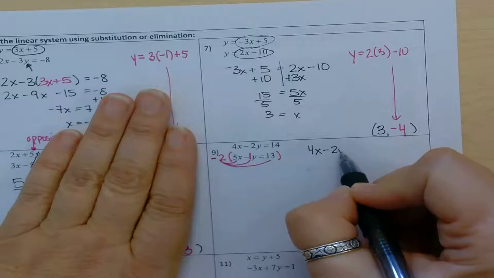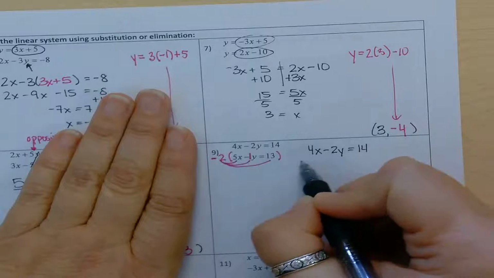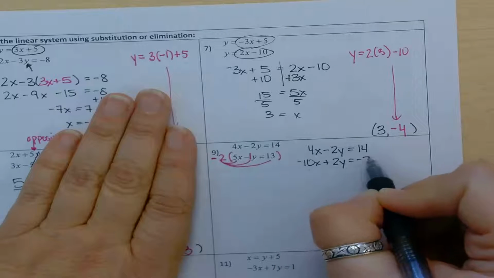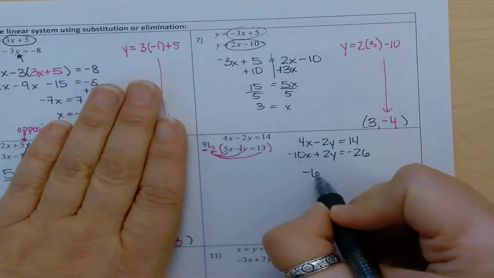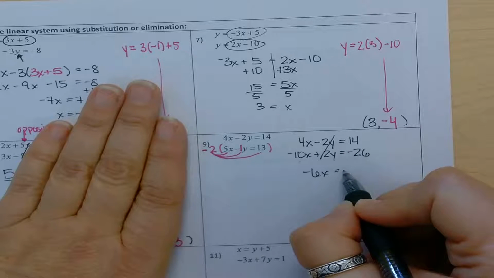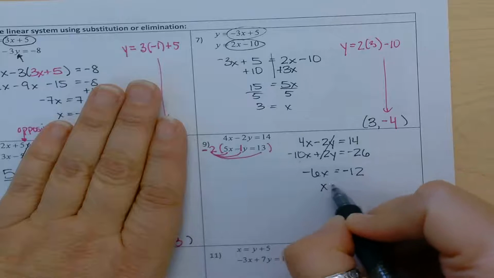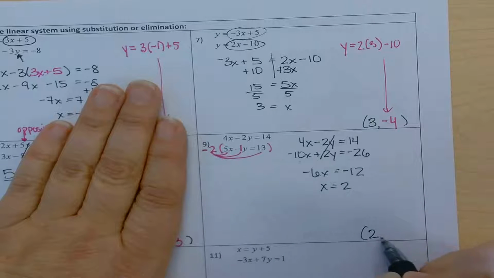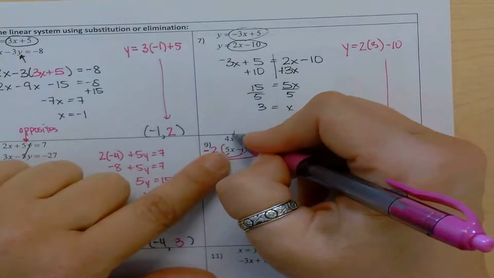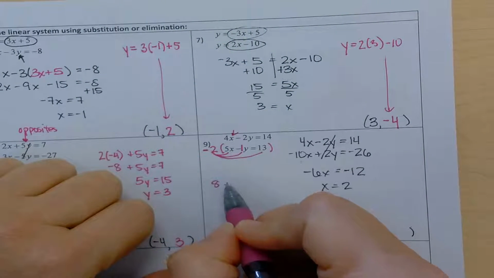You're going to leave the top equation the way it is. Every single thing in the bottom equation gets multiplied by negative 2. I get negative 6x, those cancel or eliminate, equals negative 12. So x is 2. I'm going to take that 2 and I'm going to plug it back in. I'm going to plug it in right here, and 4 times 2 is 8.